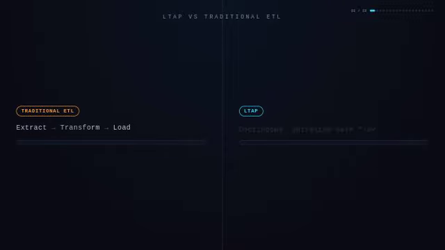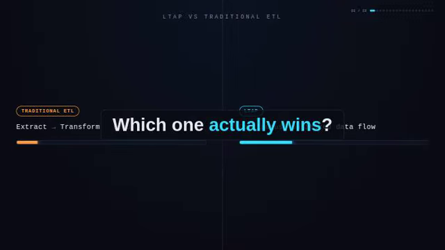What happens when you take the exact same data pipeline and run it two different ways? On one side, traditional ETL: extract the data, transform it, load it into the target system. On the other side, LTAP, a more modern approach designed around faster data movement and processing. But here's the question: which one actually wins? And more importantly, where does the performance difference come from?